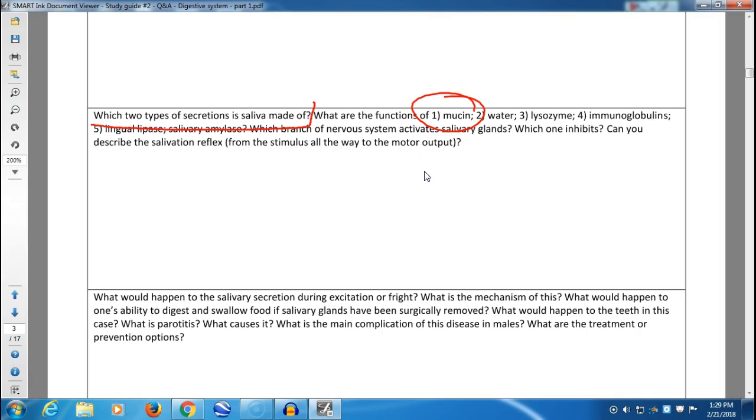Can you describe the salivation reflex? Okay, go. What's the stimulus? Taste, presence of food in the mouth. What happens next? It stimulates the salivation center in the medulla. The medulla produces the motor response. You salivate. That's the depth. You have to know it. Okay?